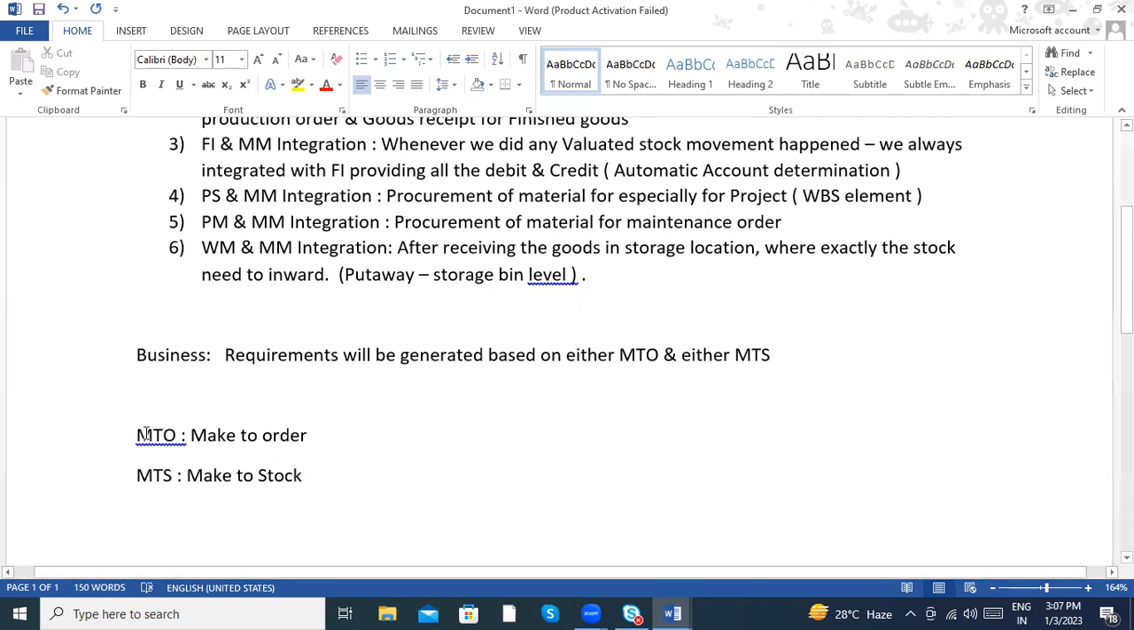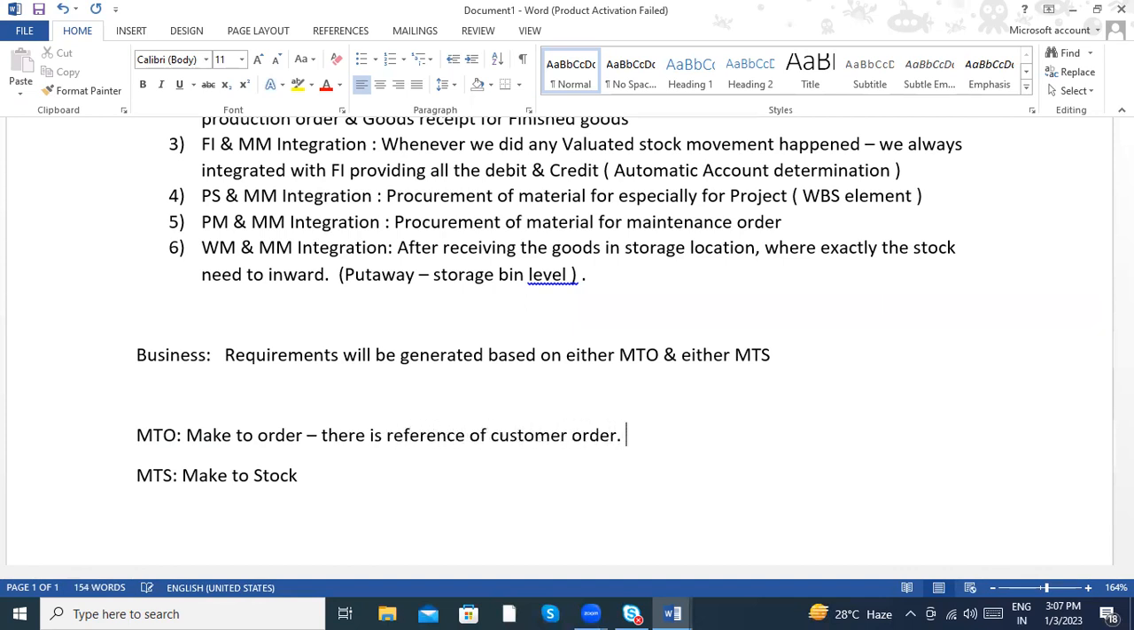If you remember, last time when we discussed make to order, what will happen? There is a reference of customer order. That means especially for this customer order, we are producing the stock. When it is make to stock, there is no reference here.